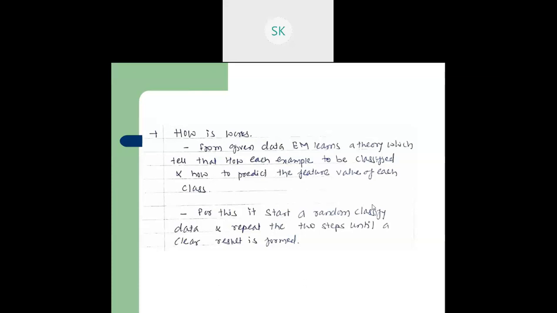For this, it starts by randomly classifying the data and repeats two steps until a clear result is formed. What are those two steps? In expectation maximization, it starts with random parameters, or randomly as per your expectation, whatever model you have prepared. In further iterative steps, we refine our results, and a clear formation of the results will be done.